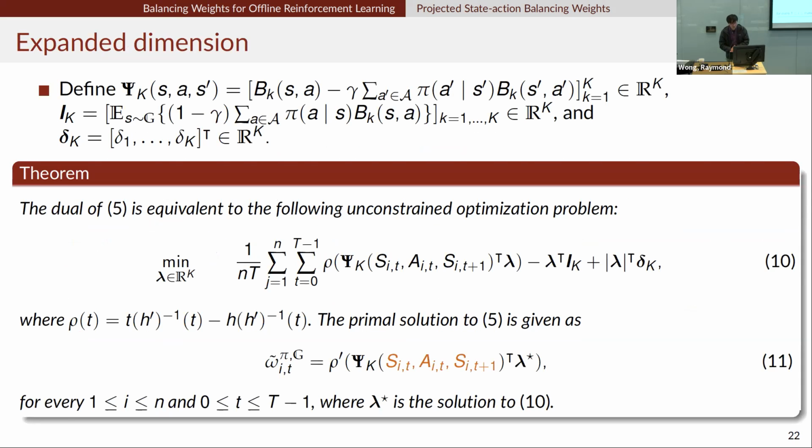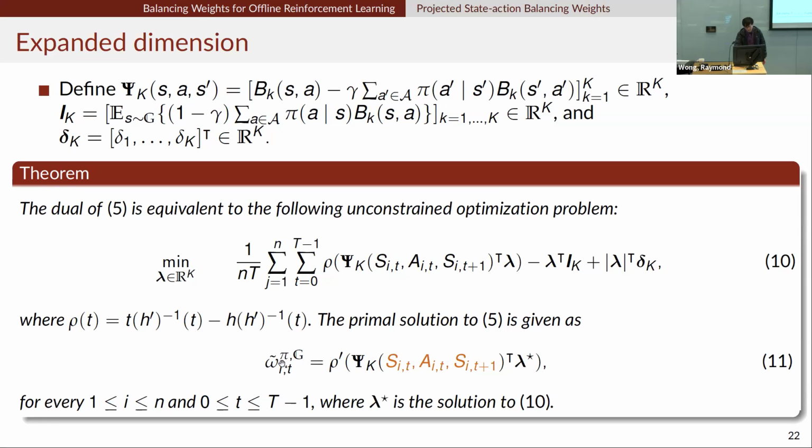Okay. So if you look at the dual form of the optimization, you can also use the solution of the dual optimization to represent the primal, which is the weight. So here, this rho prime is just a monotone function. You don't worry about this, it's just a monotone transformation. And then this lambda star is the solution of this problem, which is like a coefficient. And this psi k is like a basis, like basis functions. It's more or less like you are trying to use this as a basis function to model these weight functions.